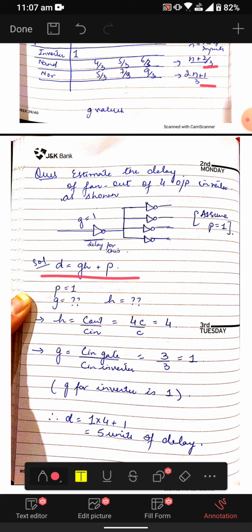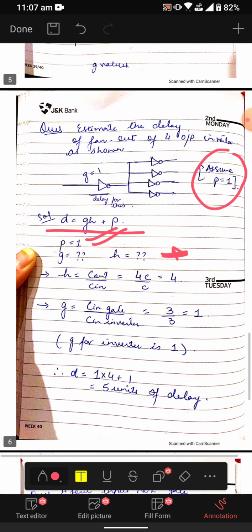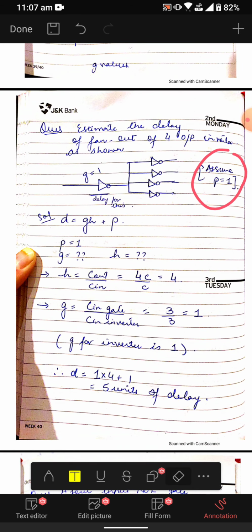P is the parasitic delay, G is the logical effort, H is the electrical effort. Okay. H, you know, is also given, and P has been given, it is equal to 1. So P, we know, is equal to 1. G and H we do not know, that we have to calculate. So simply, first, we know what H is equal to.